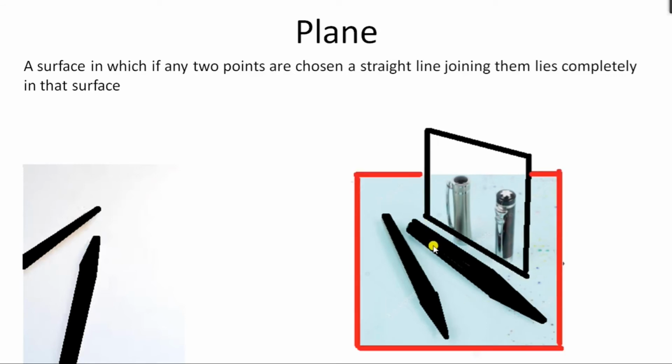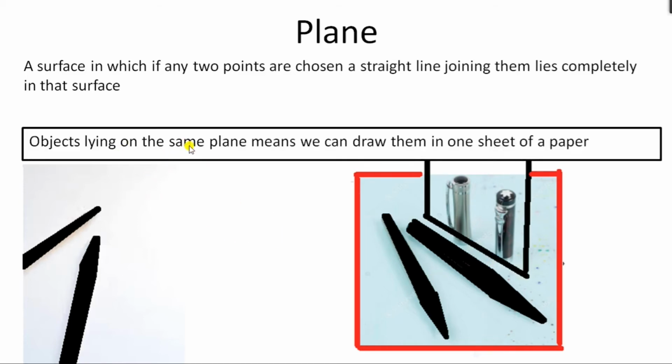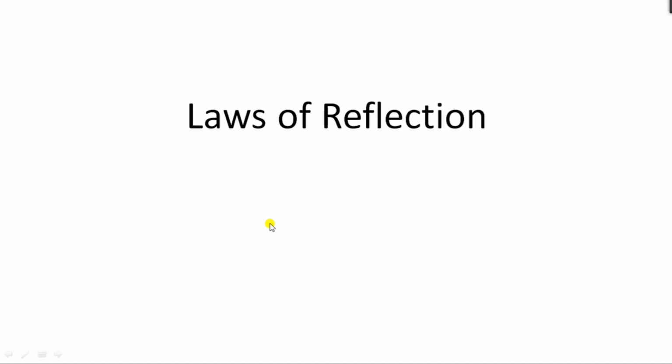So now you can see out here, to trace the pens we need one plane, and to trace the covers we need two planes. So if an object is lying on a plane, then we can trace or draw that object completely on that paper, otherwise we cannot. So now let's understand the laws of reflection.